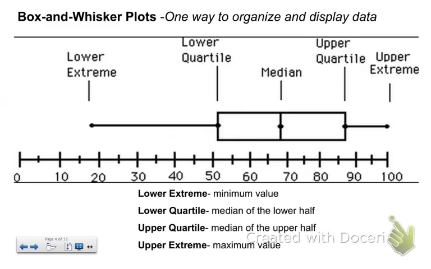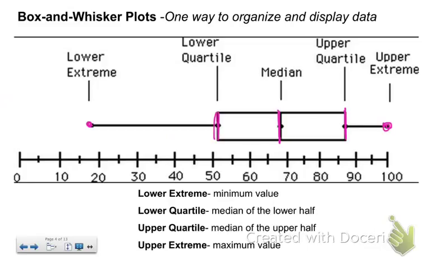Okay, so the other thing we're looking at in this section is box and whisker plots. So it's just another way to organize or display your data. The parts of a box and whisker plot include the lower extreme, the lower quartile, the median, the upper quartile, and the upper extreme.